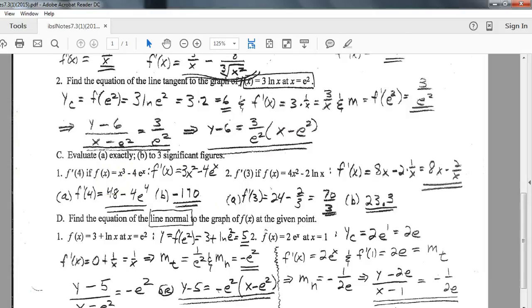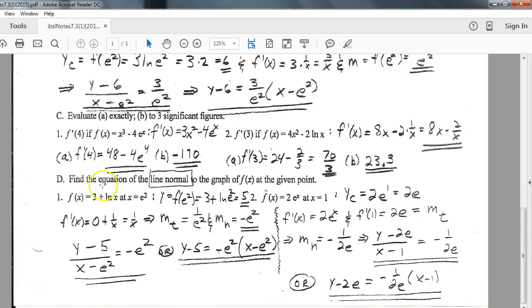For part C here, getting down to the end, the first thing it's asking me to do is find a result when I plug a 4 into the first derivative. So I can get an exact answer on that, and I can get that to 3 sig figs.